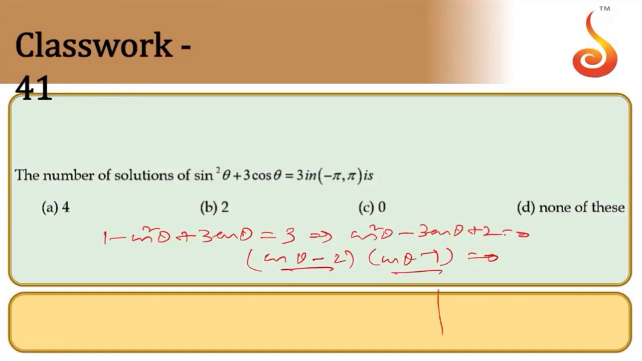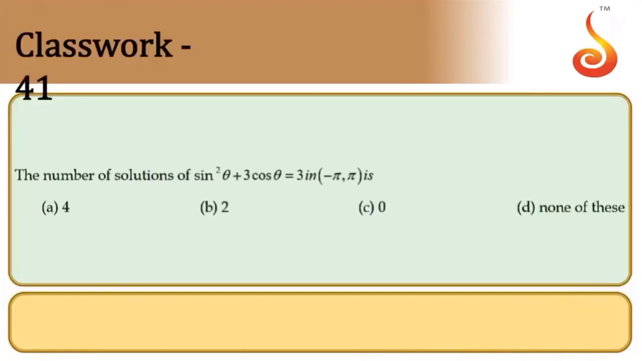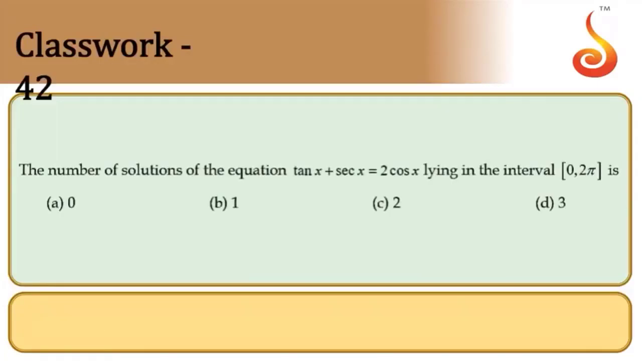So definitely cos theta cannot be 2. Cos theta is equal to 1. When you take the graph of the cos function from minus pi to pi, there is only one possible solution. So therefore the number of solutions for the problem is 1. So none of these is the answer for the problem.